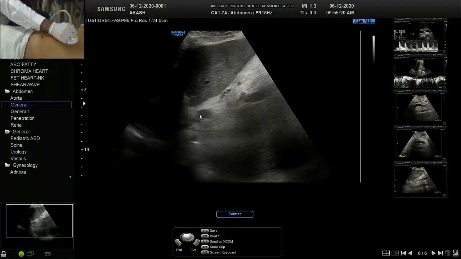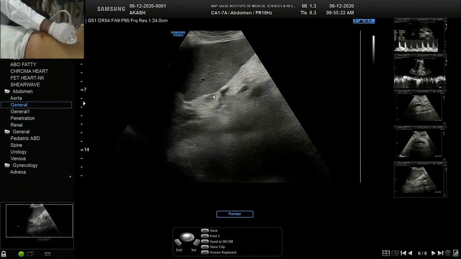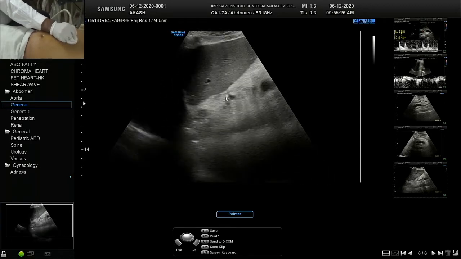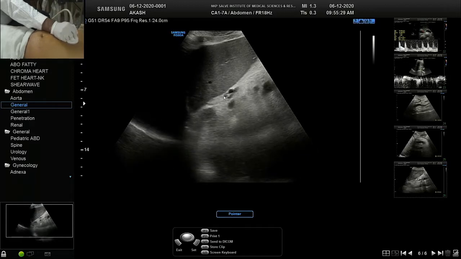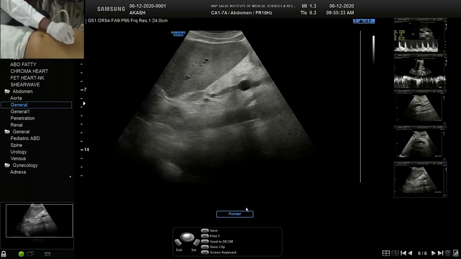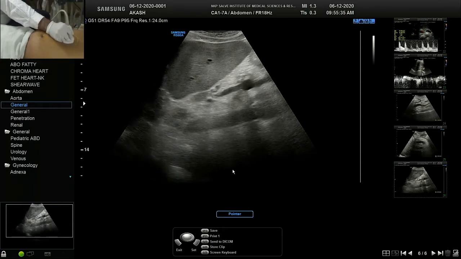This is the gastroesophageal junction, that is the left lobe of the liver, and see that vein. That vein is going in this region of the gastroesophageal junction. So that is the left gastric vein. We'll see it again.